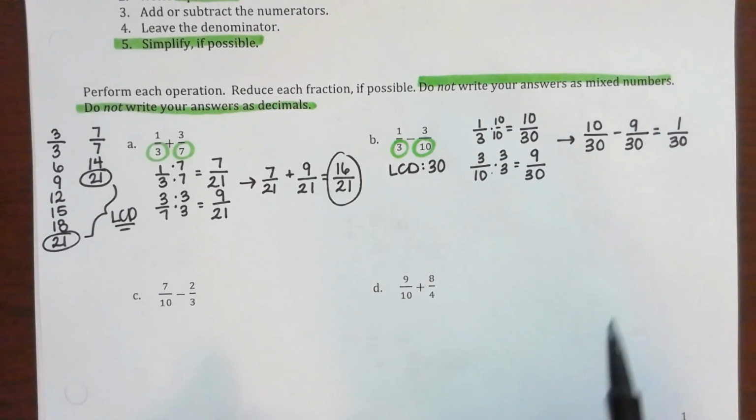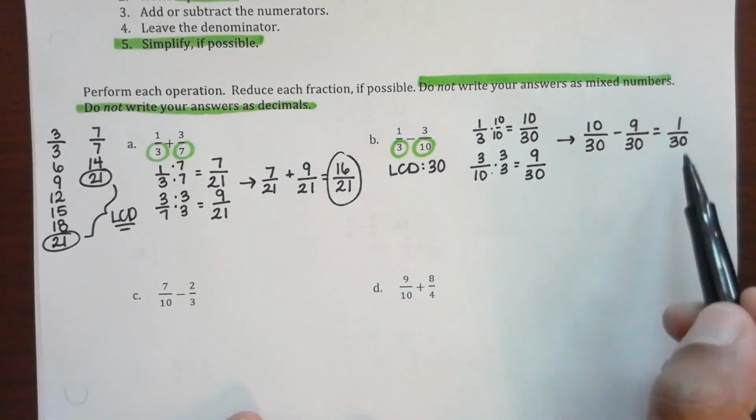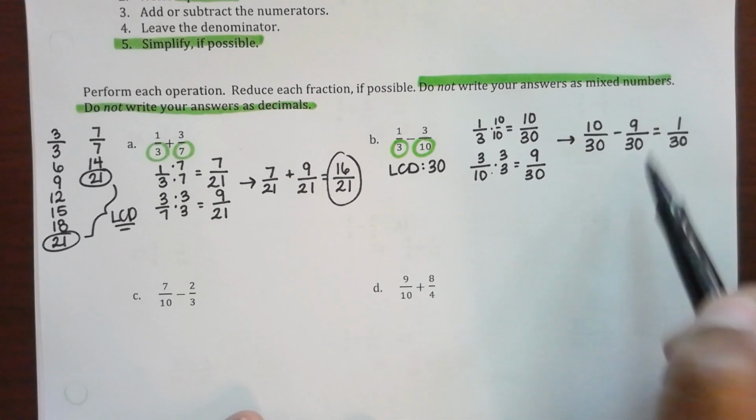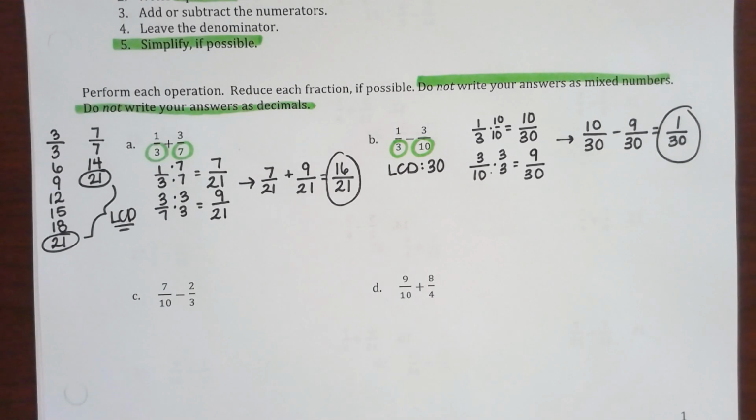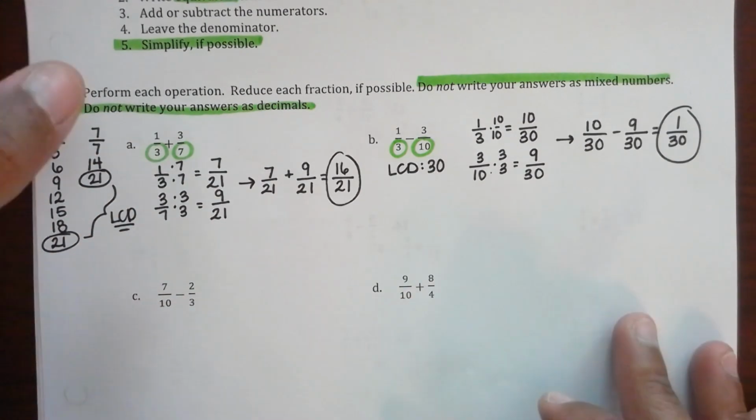Now the question here is, are there any factors between 1 and 30? So is this fully simplified? Yep. But if you're unsure, can you type it into the calculator? Absolutely. Any questions there? Is everybody confident so far? We feeling good? Okay, let's look at C.